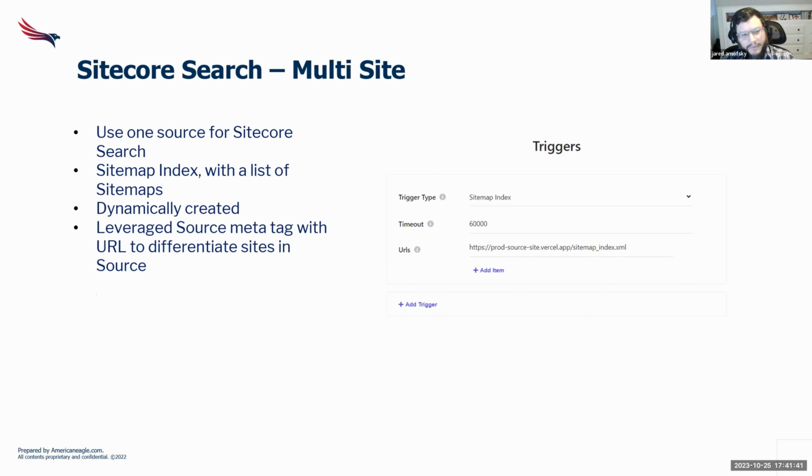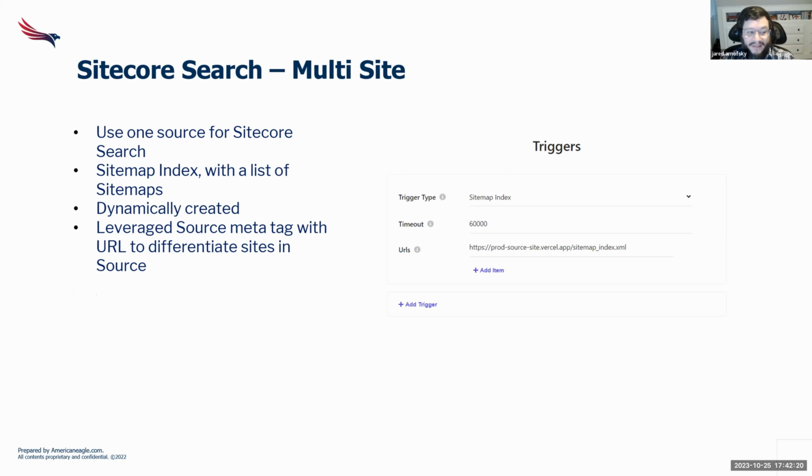If you have 300 sites, or 300 sites and counting, and you want to have them in Sitecore Search, it's really impractical to make one source per each site, because if a new site was made, someone needs to add a new source in Sitecore Search, and it just didn't seem like a practical solution. So what we ended up doing was setting up a trigger for the source using a sitemap index. And if you're not familiar with the sitemap index, a sitemap index is just a collection of sitemaps.